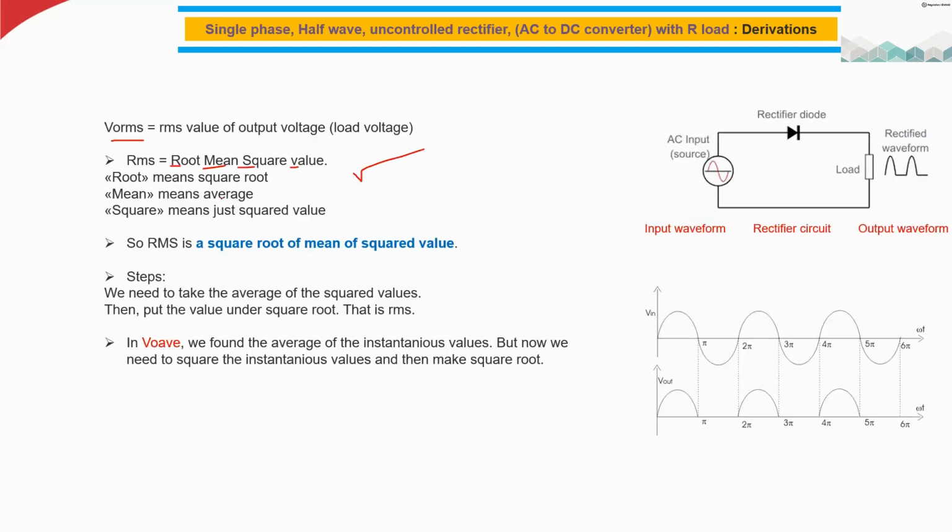So if you want to find the average, we have to use integration. And then square means what? Whatever the number x, you multiply one more time, that is called square. Let's say this is Am, so m times m, we can call this Am square, right? So root means the square root, average is the integral, and square is just a squared value. If you put everything together, that is called root mean square value. So RMS is the square root of the mean, the average, of the squared value.